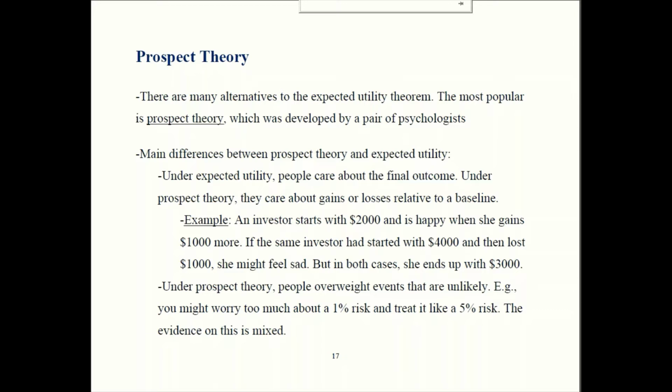In expected utility, people care about the utility they get from the final outcome. Prospect theory, on the other hand, stresses that it's more about the change you get relative to a baseline, gains or losses. People care very differently about gains versus losses. How you got to some final destination, and how you feel about that, can matter depending on whether you got it through a gain or through a loss.